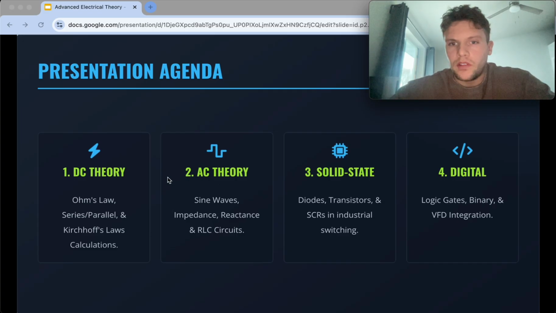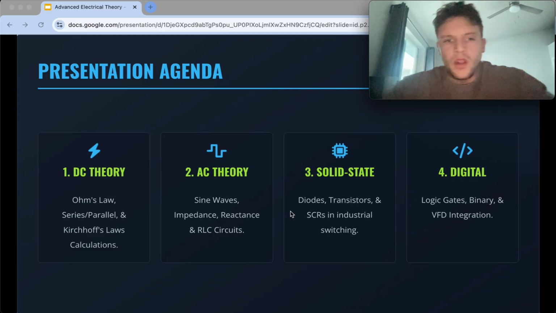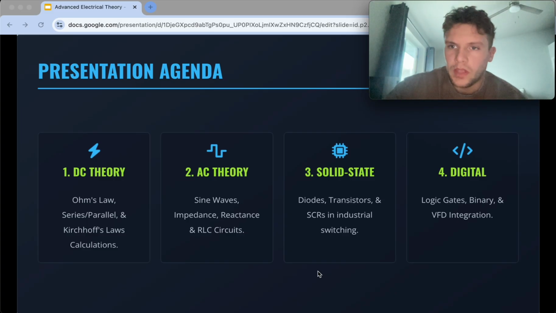We're going to move into AC theory. We're going to try and understand sine waves better, and instead of voltage, current, and resistance, we'll be looking at things like impedance, reactance, and solving maybe some RLC circuits with inductors and capacitors, and why that changes things a little bit. We'll then be going into some solid state work. In this semester, we definitely talked about diodes, transistors, SCRs in industry, which are things that we can see on a daily basis and are going to help us learn how to troubleshoot some of the more complicated systems.